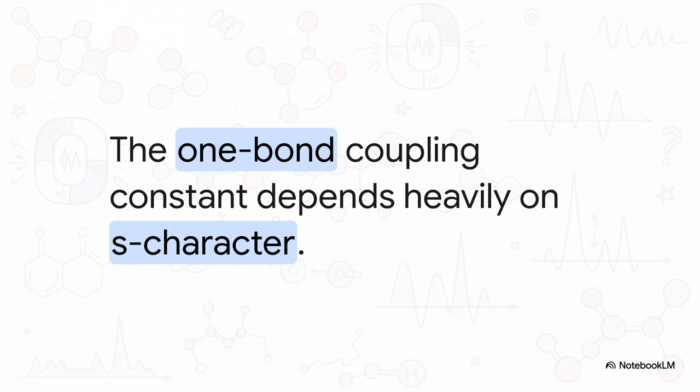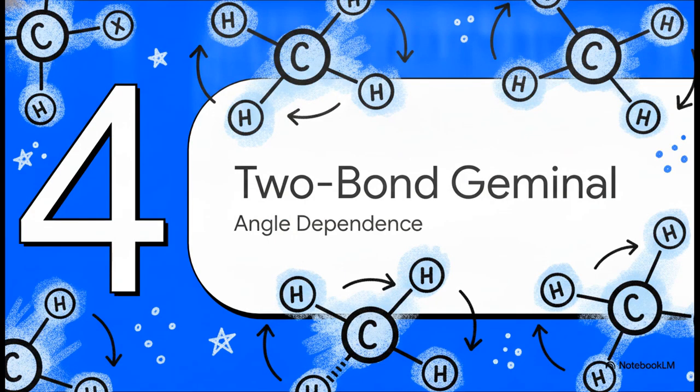Go all the way to an sp carbon in ethyne, and it shoots up to 249 Hz. The hybridization absolutely rules the roost for this direct interaction. Now for part 4, 2-bond geminal twins.